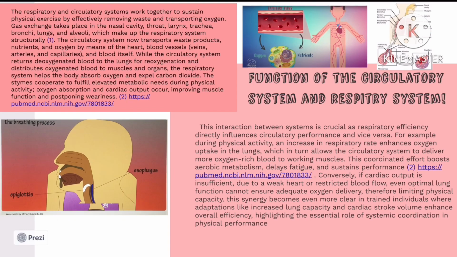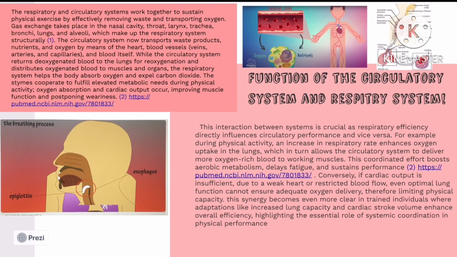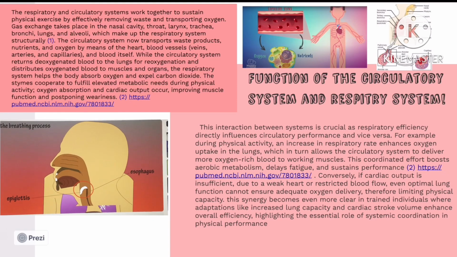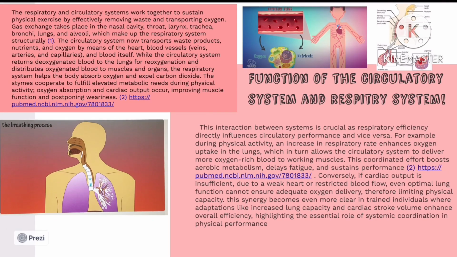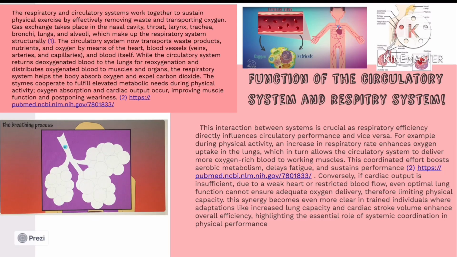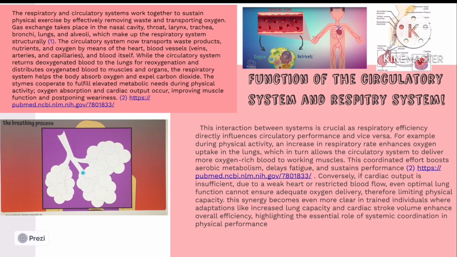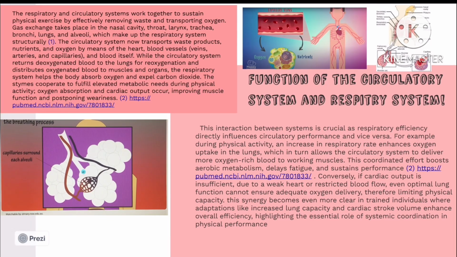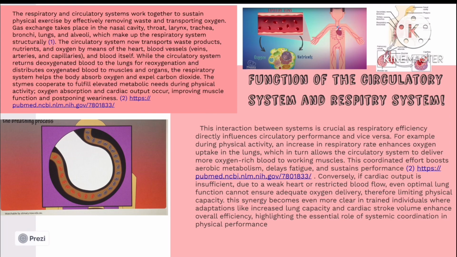For example, during physical activity, an increase in respiratory rate enhances oxygen uptake in the lungs, which in turn allows the circulatory system to deliver more oxygen-rich blood to working muscles. This coordinated effort boosts aerobic metabolism, delays fatigue, and sustains performance. Conversely, if cardiac output is insufficient due to a weak heart or restricted blood flow, even optimal lung function cannot ensure adequate oxygen delivery, therefore limiting physical capacity.